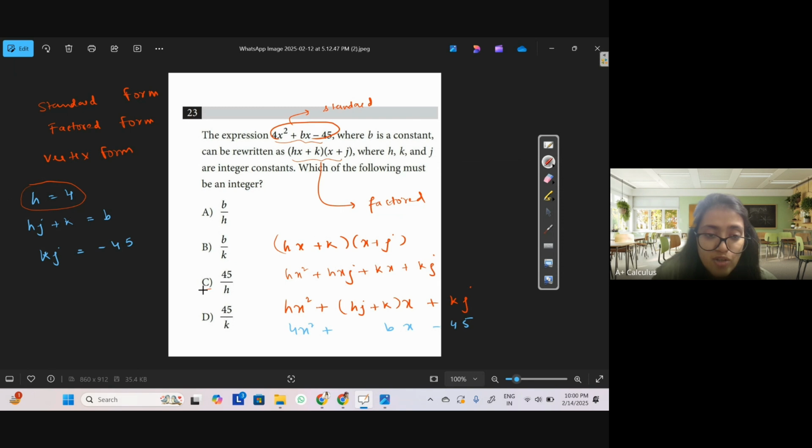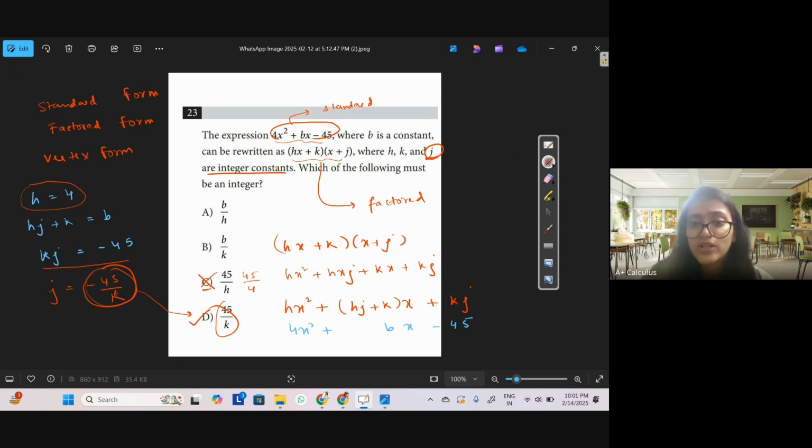If you look at answer choice C, it says 45 over h, 45 over 4. Well, that will not be an integer. So C is not correct. And if you look at this, k times j is equal to negative 45. So j will be equal to negative 45 over k. And this is actually very close to answer choice D. It is just negative. And it's given in the question that j is an integer constant. So j is an integer. So if j is an integer, then this whole thing has to be an integer. That means this thing has to be an integer. That's all we can say about this question. So answer choice D will be correct.